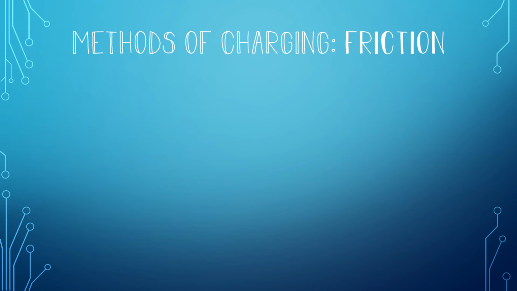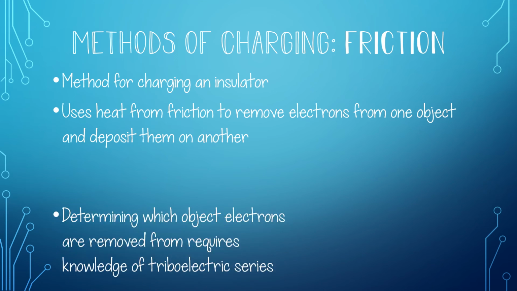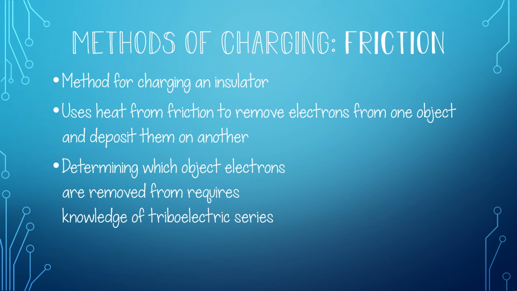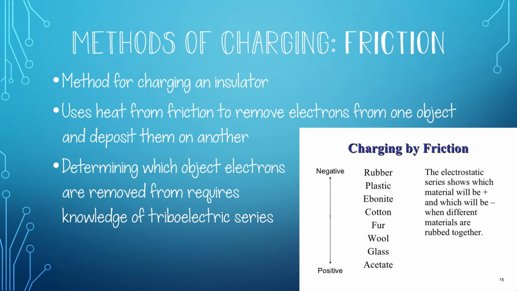The final method of charging is charging by friction. As we're charging by friction, this is a method where we can charge an insulator. As a matter of fact, it's the only method that we'll encounter for charging an insulator. In this method, we're using the heat from friction to remove electrons from one object and deposit them onto another object. Determining which object electrons are removed from requires knowledge of something called the triboelectric series. Here's an example of that.